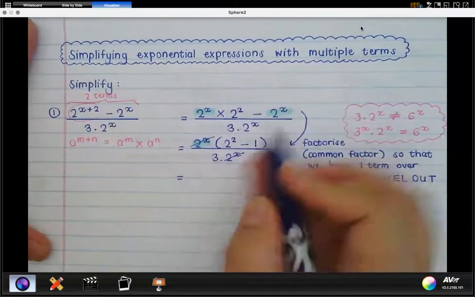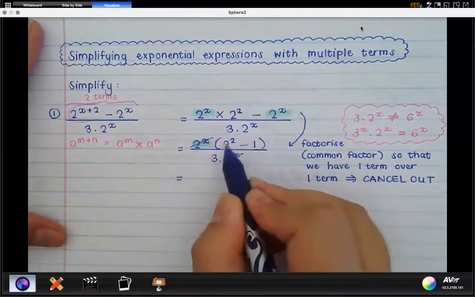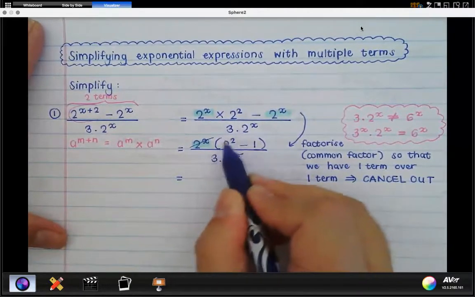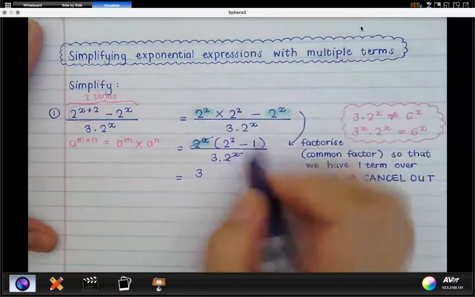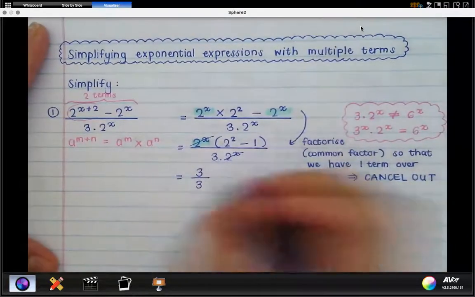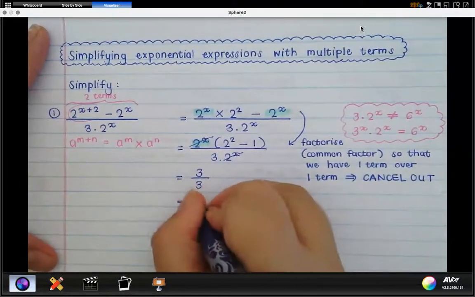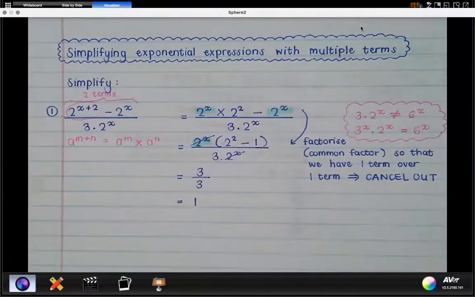Now let's just look at what we actually have in this bracket. Because now 2 to the x is good. So this is 4 minus 1, which is just 3, right? At the bottom, I've cancelled out that 2 to the x, so I'm also left with the 3 at the bottom. So what is this actually? 3 over 3, 3 divided by 3 is just 1. That is the answer to that question.